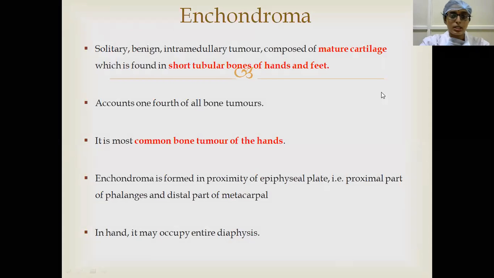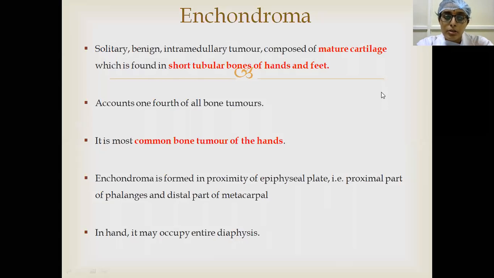Okay, now let us start with enchondroma. Enchondroma is another cartilaginous tumor. It is a solitary benign intramedullary tumor which is composed of mature cartilage. Please note it is mature cartilage, and most commonly it is found in the short tubular bones of hands and feet. That is, mostly it is seen in phalanges, and sometimes in metacarpals and metatarsals also. And it accounts for 1/4 of all bone tumors.